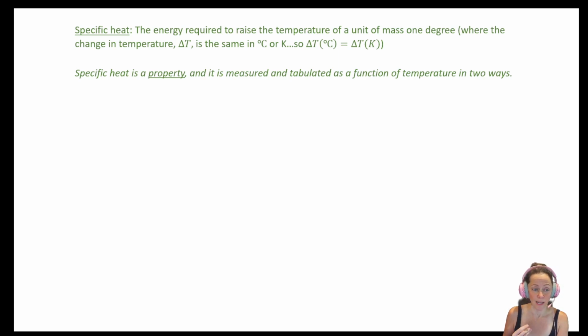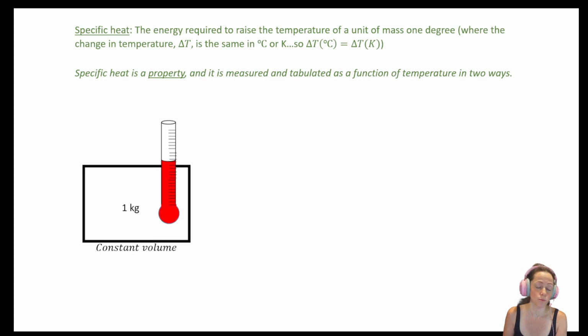Specific heat is a property. It's measured and it's tabulated as a function of temperature. And we can measure that property two ways. One is if we keep the volume of our mass constant. So again, this goes back to how this property was measured in the first place, not how you're going to use it.